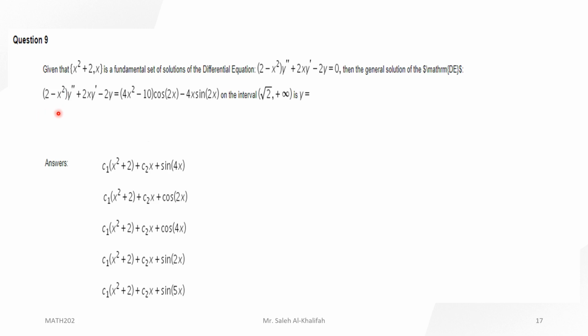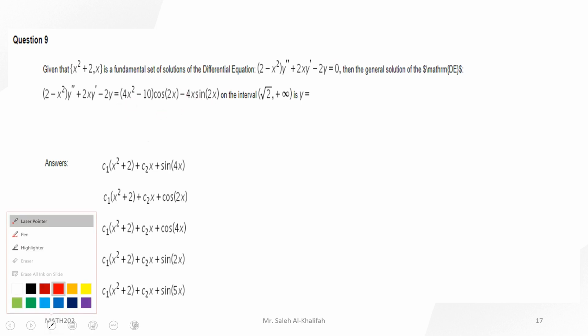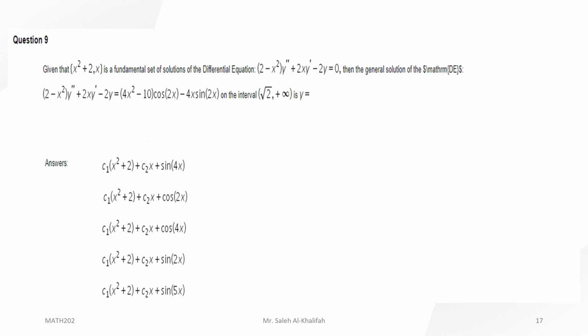أول شيء لو تلاحظ this differential equation is the same as this, but except here it equals zero and here it equals some function g of x. طيب طبعا هذا السؤال يعني ممكن يكون شوي صعب لكن بطريقة ما راح يكون سهل. And we remember that if we have a differential equation, okay, let's say a differential equation equals a function g of x, we say that the general solution of this differential equation y is what? General solution is عبارة عن complementary part plus particular part.